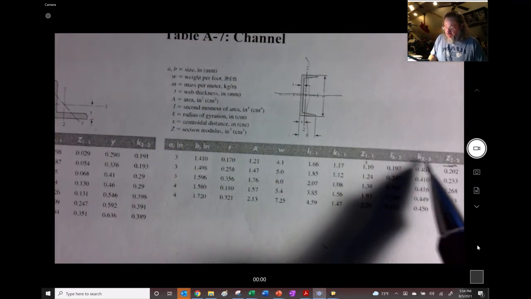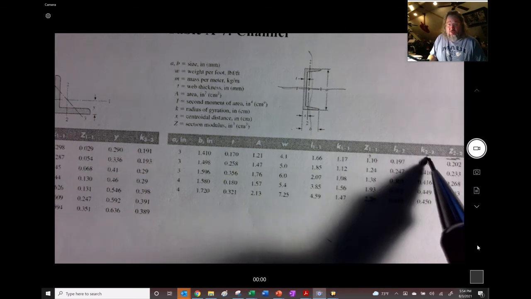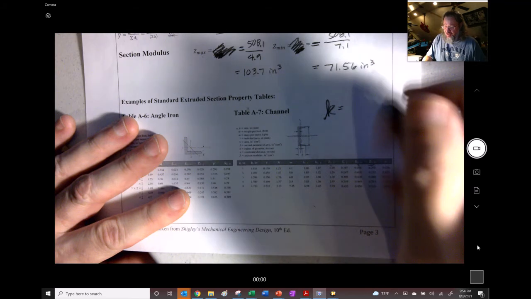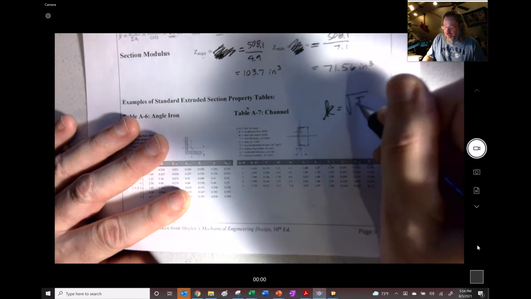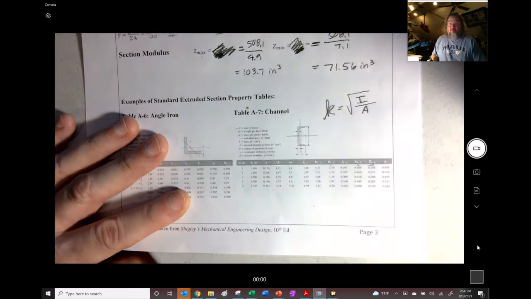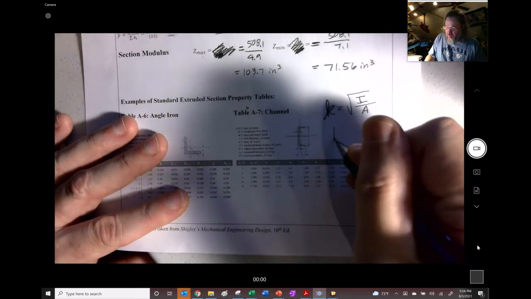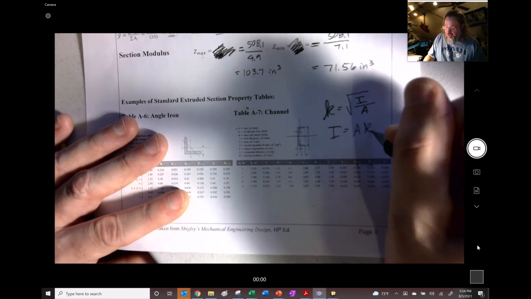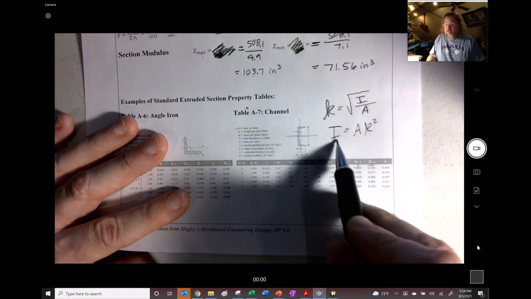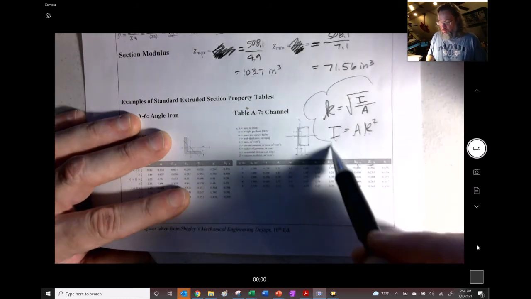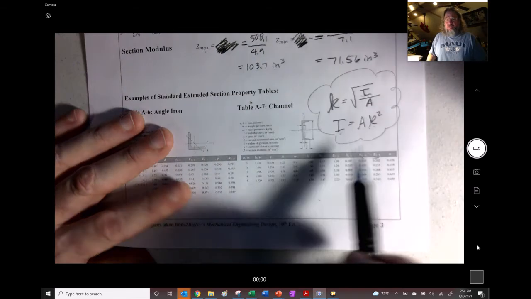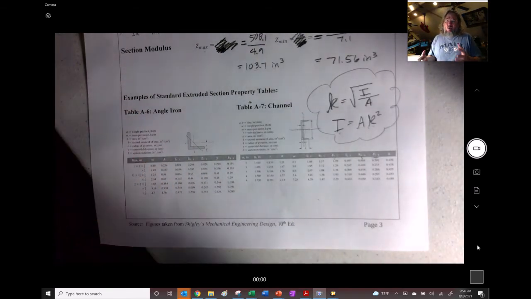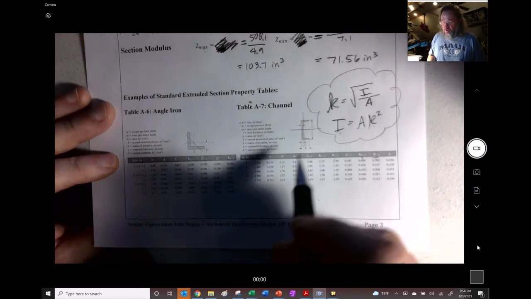We also have the radius of gyration, which is another shortcut that we might want to know. We use k in this book, and that's the square root of I divided by A. That's a shorthand. So if we're given the radius of gyration, what we do is we multiply A times k squared, and that gives us I. It's a shorthand way of writing it down, but it also can help us to evaluate the cross section to see how well the area, the material, is being used.